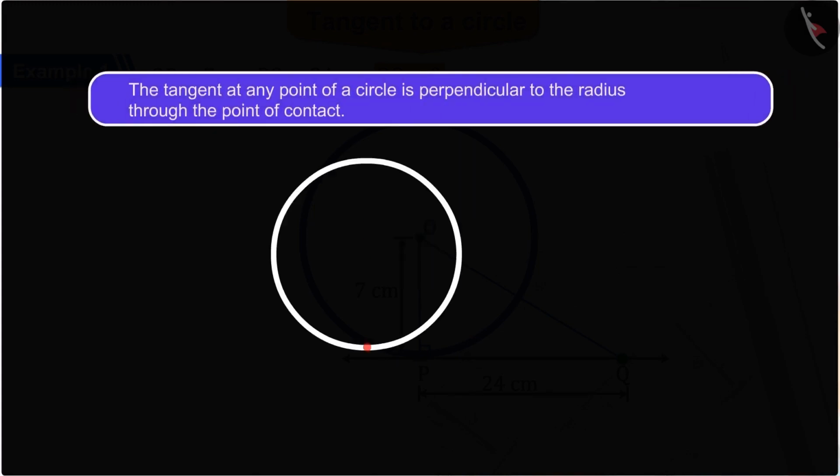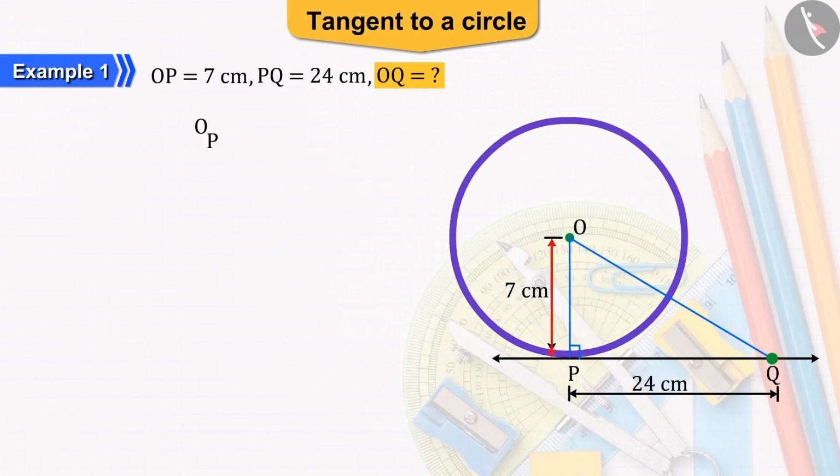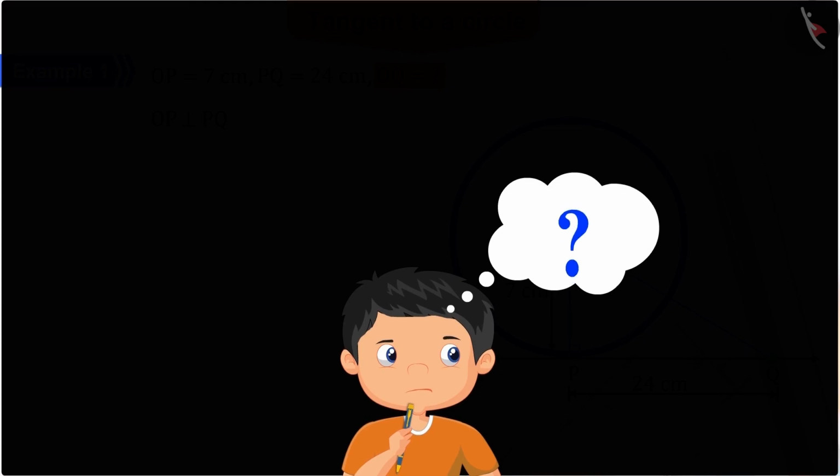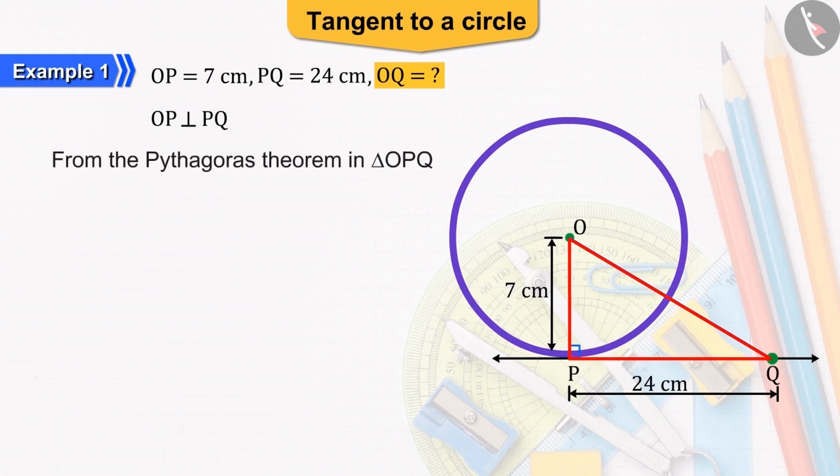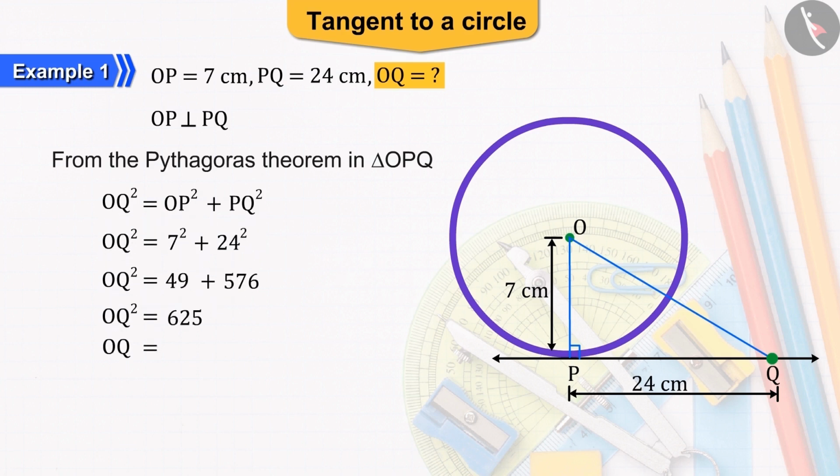We know that the tangent at any point of a circle is perpendicular to the radius through the point of contact. So, OP will be perpendicular to PQ. Can you tell what to do next? Absolutely right. We can use Pythagoras theorem in the triangle OPQ, from which we get square of OQ equal to square of OP plus square of PQ. On substituting and solving, we get OQ equals to 25 centimeters.